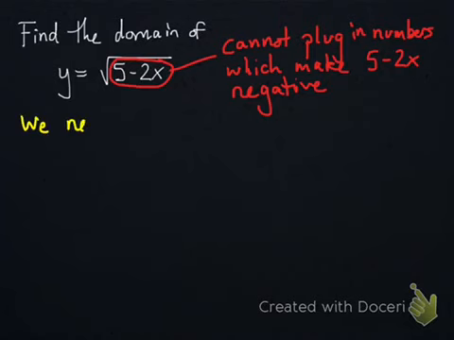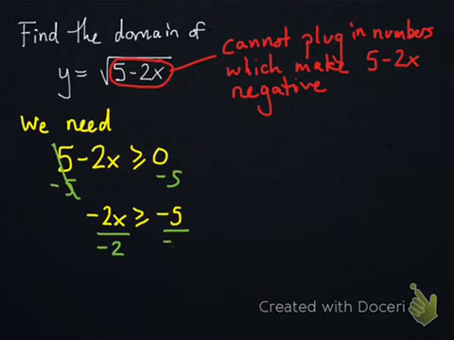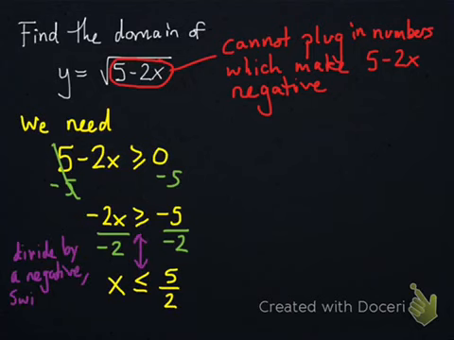Translating this, another way to write this is that we need 5 minus 2x to be greater than or equal to 0. This is just a simple inequality to solve, so let's go through the steps. Subtract 5, divide by negative 2, but remember, when you divide by a negative, the inequality sign switches. So we have figured out that the numbers that you can plug in for x are all of those that are less than or equal to 5 over 2.